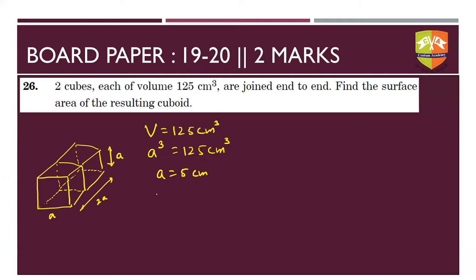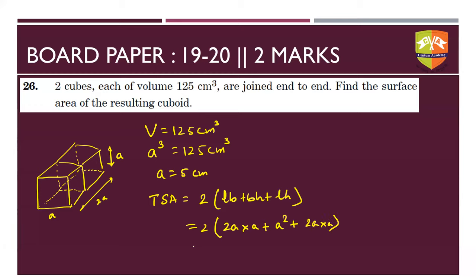So the new surface area, right? TSA now will be twice (LB plus BH plus LH). LB is 2A into A, plus BH is A square, plus LH, 2A into A. Yeah.